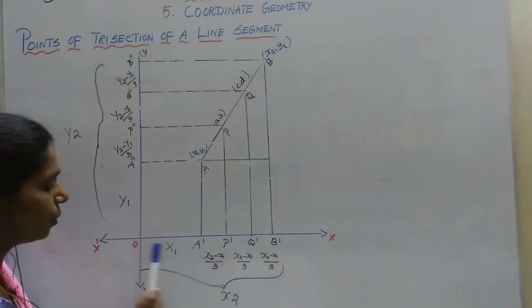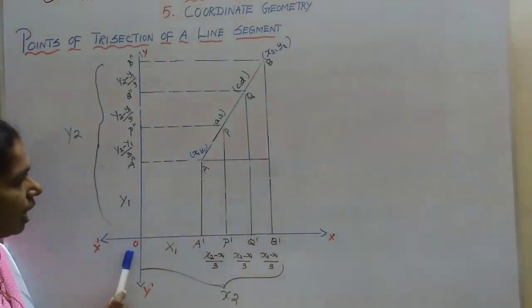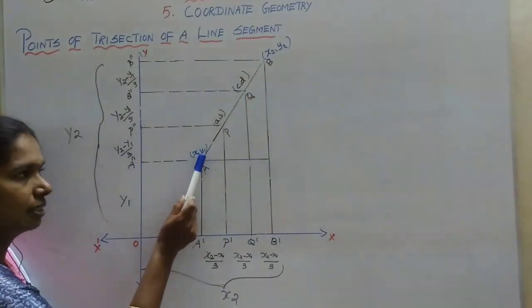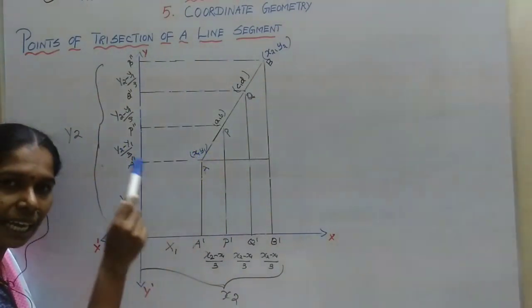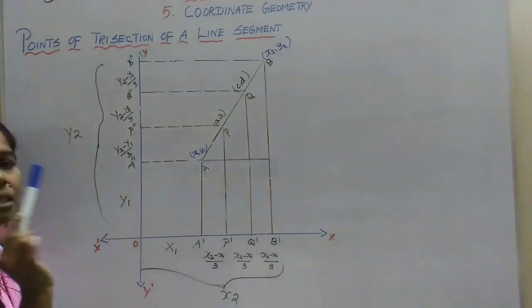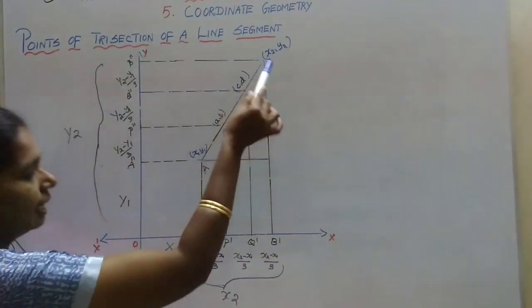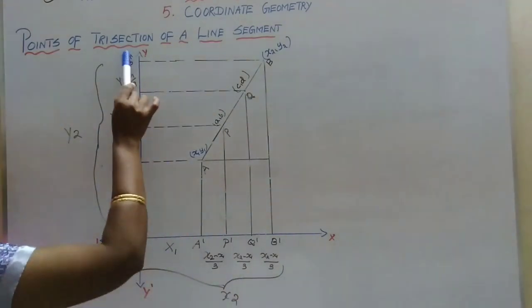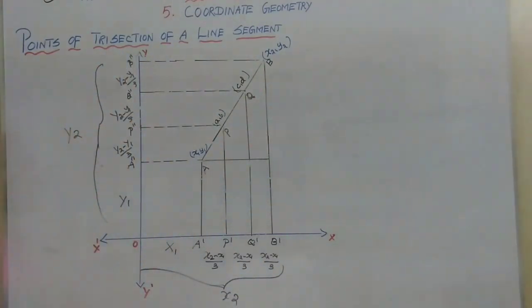X1 distance. O to A dash is X1 distance and O to A double dash is Y1 distance, because the coordinates of A are X1, Y1. So it lies X1 distance, Y1 distance. Now here OB dash will be X2 and OB double dash will be Y2. Understand? Now using this only we are going to derive the formula for the point.